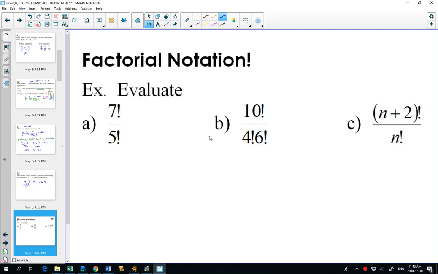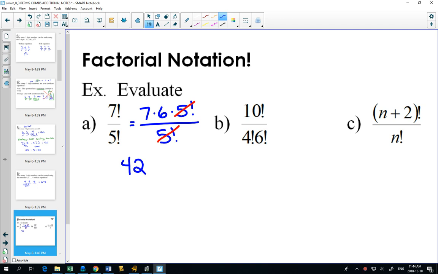A little review of factorial notation. When simplifying with factorial notation without your calculator, expand the bigger number. In this case, 7 is bigger, so expand it until you get to the smaller number, because then those will simplify, and the answer to A is 42.